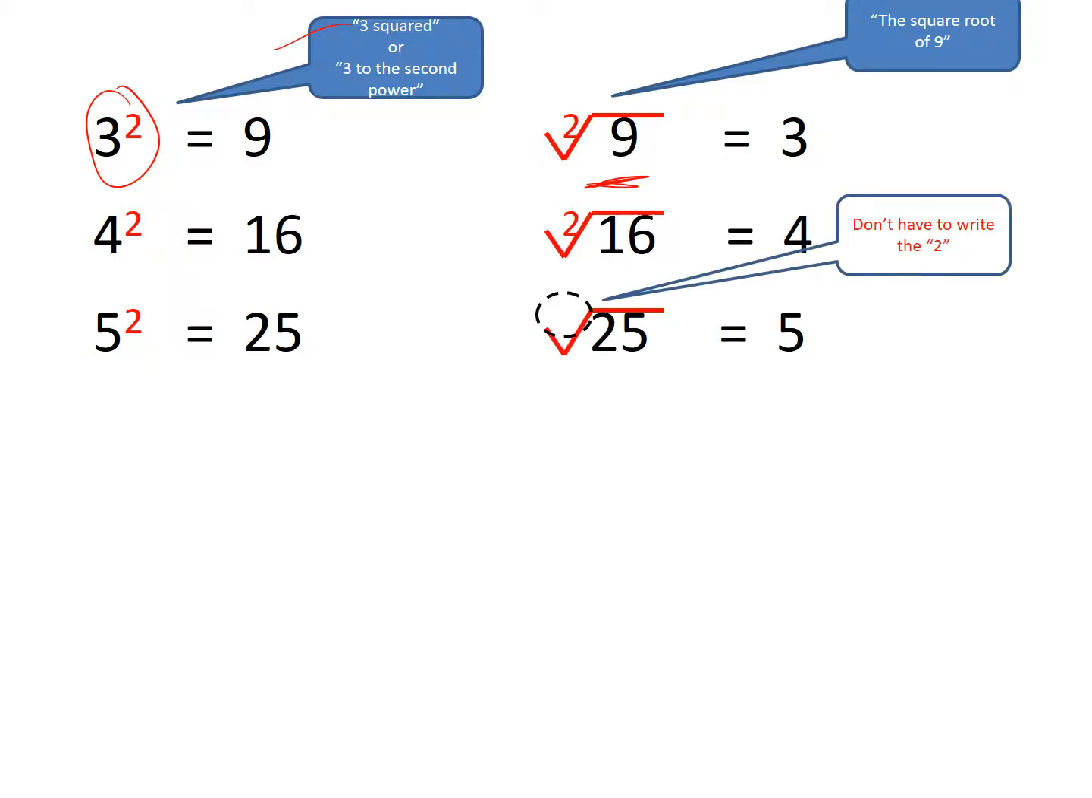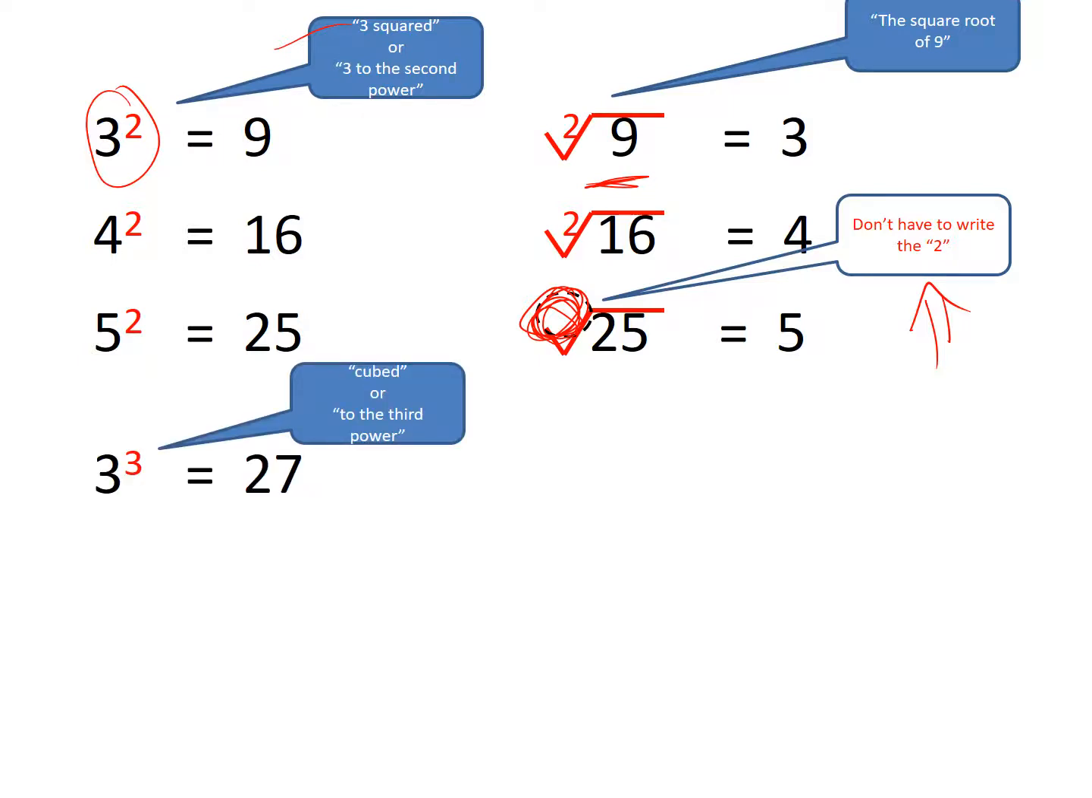Now here it's important to look and see, you don't have to write the 2. And as a matter of fact, most of the time we don't write the 2. So if there's nothing in this part, there's no number here, the default is always 2. So like I said, you seldom ever see the 2 written. It's just a convention that everybody understands. If there's no number there, there's a 2 there.